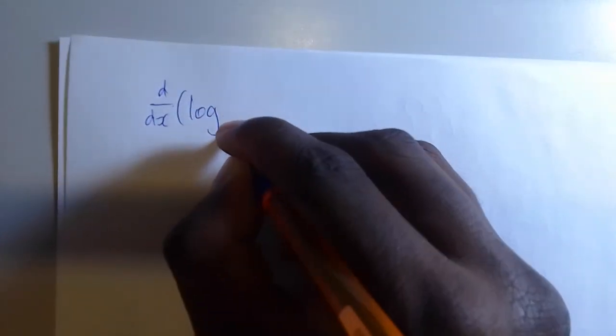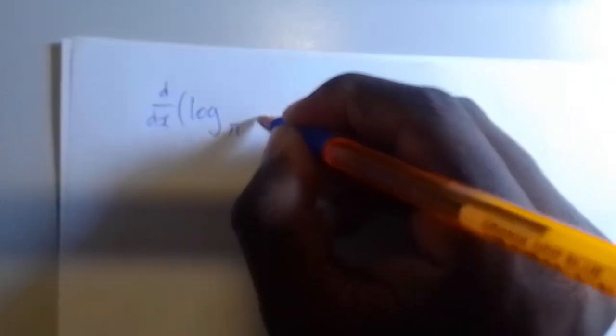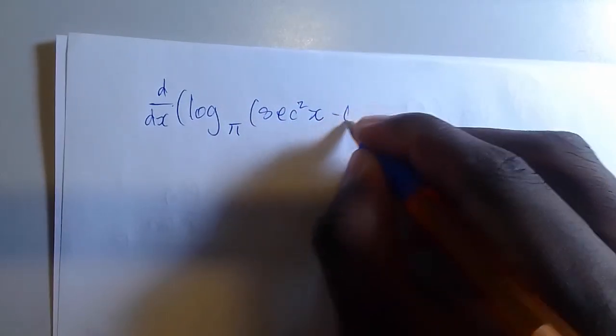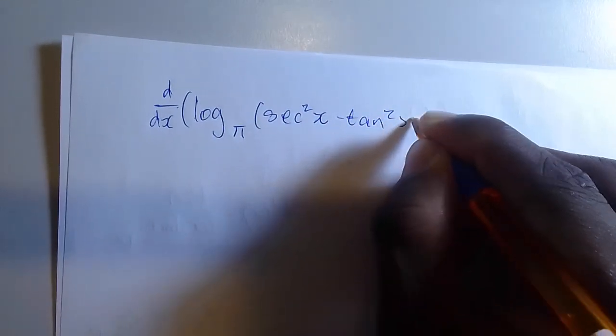Let's do the last one. The last one is find the derivative with respect to x of log base pi of sec squared x minus tan squared x.